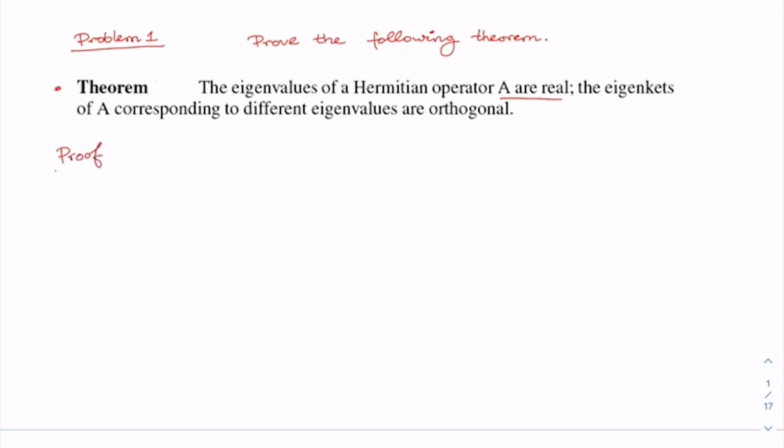Let me start by writing the eigenvalue equation. A is the operator. If it operates on the ket |λ_k⟩, then we get this equation, if it is an eigenvalue equation. So this is the eigenvector, |λ_k⟩ is the eigenket and λ is the eigenvalue. At the moment we don't know whether λ is real or not, and this is what we are going to prove in the first part of the theorem.